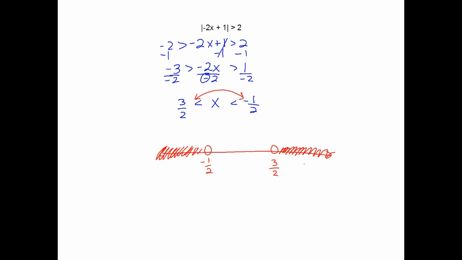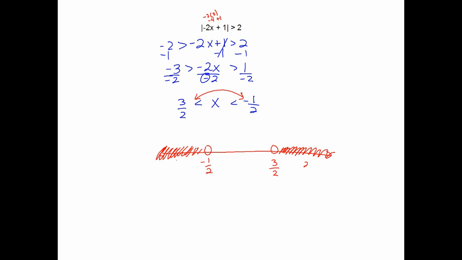So, 2 is over here. Let's check 2. If I put 2 in here, negative 2 times 2, that gives me a negative 4 plus 1. That gives me a negative 3. Absolute value of negative 3, that's 3. 3 is greater than 2. That checks out.